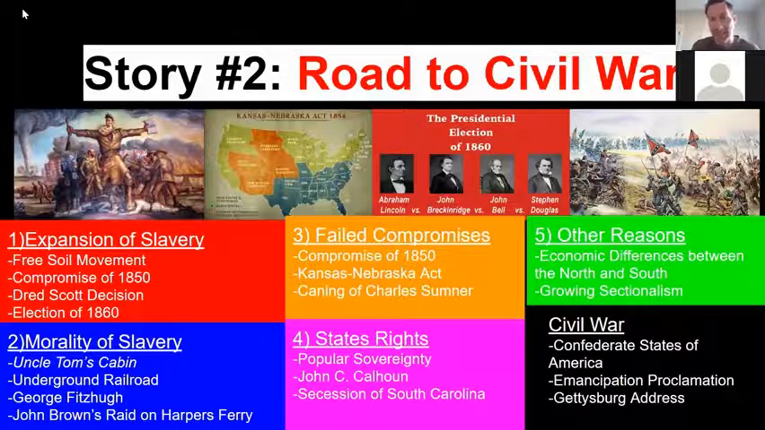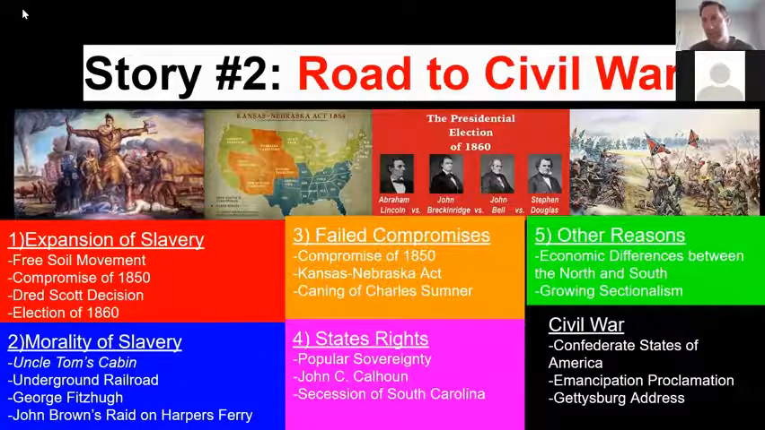The Dred Scott decision, another event that deals with the debates over the expansion of slavery. Can the federal government limit where slavery can be? And in this case, by the Dred Scott decision in 1857, the Supreme Court rules that the federal government does not have the power to stop the spread of slavery into territories.